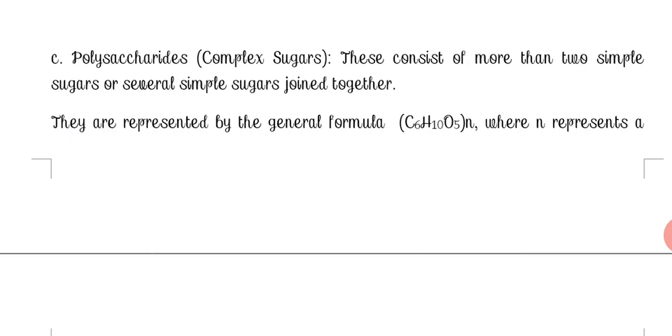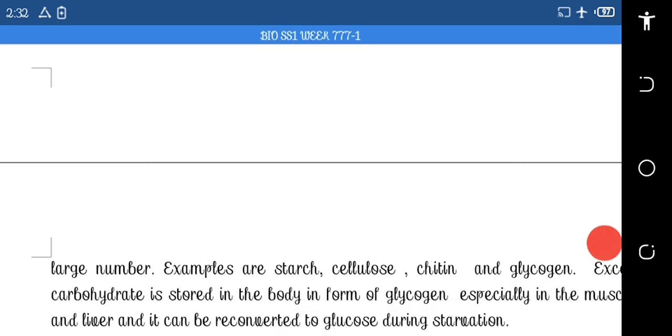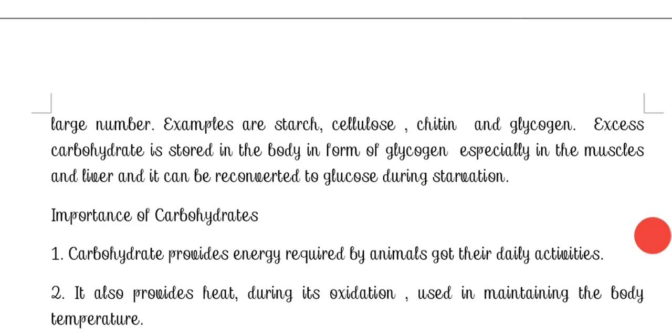This consists of more than 2 simple sugars, or several simple sugars joined together. They are represented by the general formula (C6H10O5)n, that is, bracket closes, where n represents a large number. Examples of polysaccharides are starch, cellulose, chitin, and glycogen.